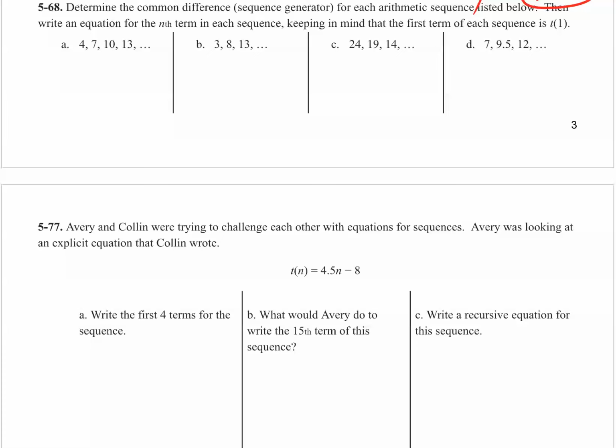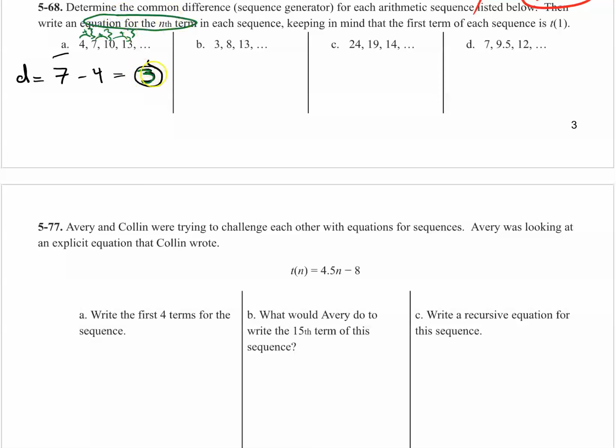So let's go 568. Let's do 2 of these, starting with A. Determine the common difference. Okay, so remember the trick here is to take the second term, which is 7, and subtract the first term, which is 4. 7 minus 4 is 3. The common difference is 3. Now that might be easy because you can just realize right away that 4 plus 3 is 7. 7 plus 3 is 10. 10 plus 3 is 13. So that's another way to get the 3. Just look at the pattern. All right. Then write an equation for the nth term.